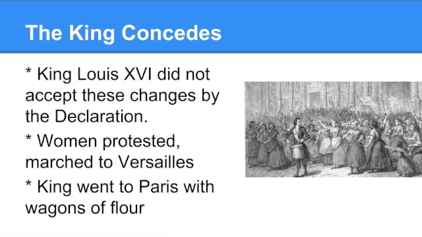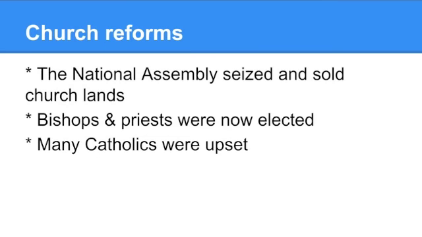Now, the king conceded. He said, what do you mean you're going to write this declaration? I'm still the king. Say whatever you want. I still have the power. People didn't like this. Women protested in particular. They said, we're starving. You have stockpiles of flour over in Versailles. And he gave in a little bit and went to Paris and gave them some flour so that they could feed their families.